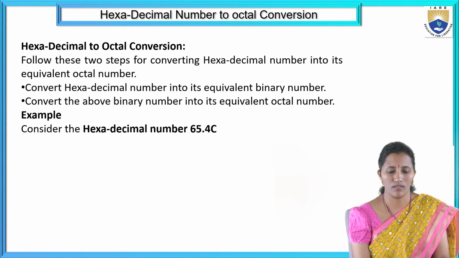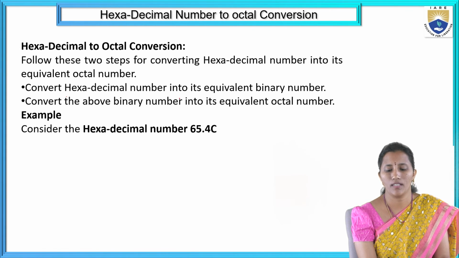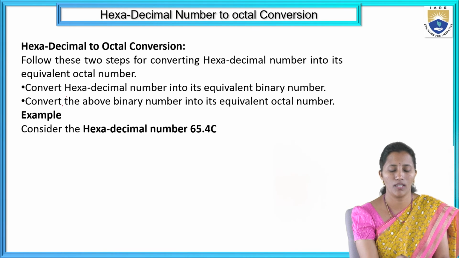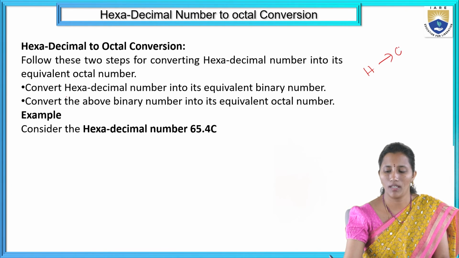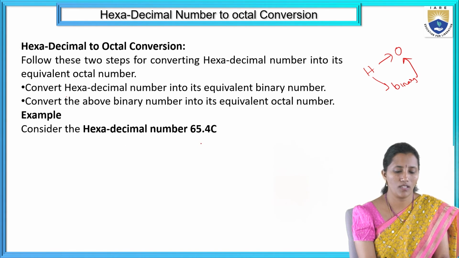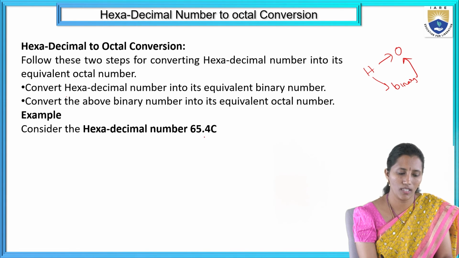Hexadecimal to octal conversion. Here, for hexadecimal to octal conversion, same as binary to octal and hexadecimal, we use an intermediate conversion, the binary number. For that procedure, first convert the hexadecimal number into the binary number system, and then binary to octal. So first write down 65.4C and write down the equivalent of the hexadecimal in the binary number system.